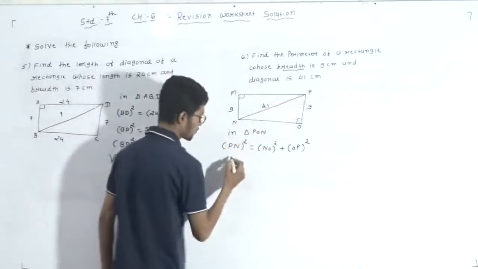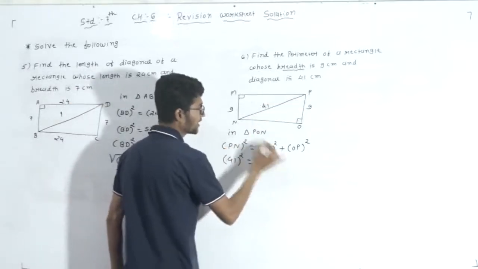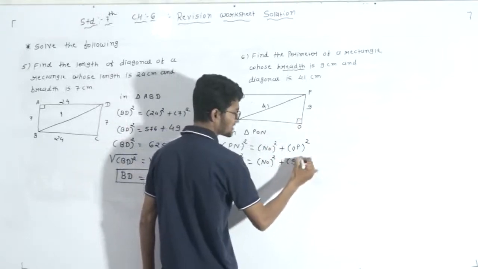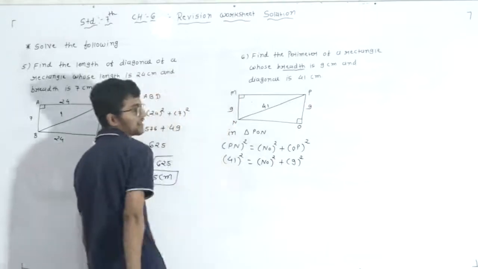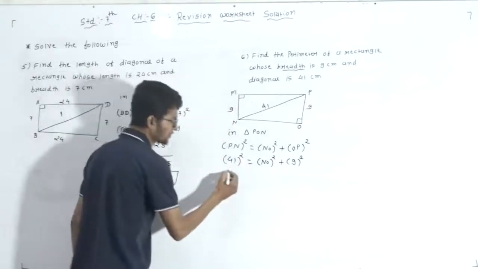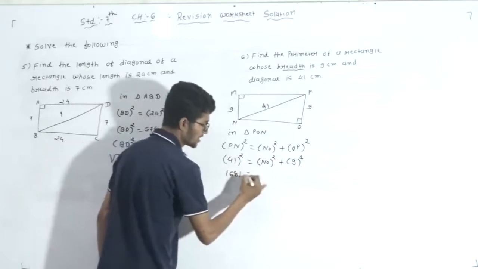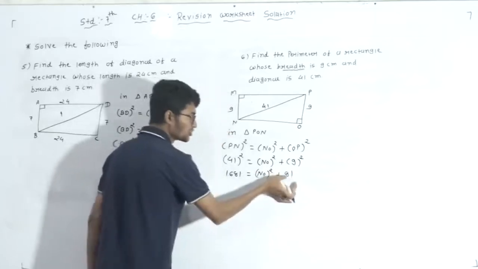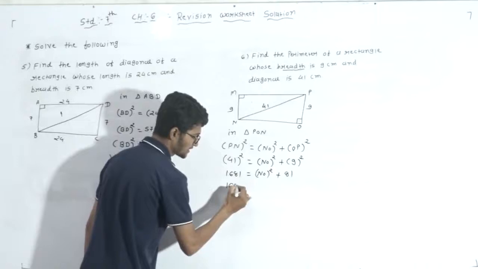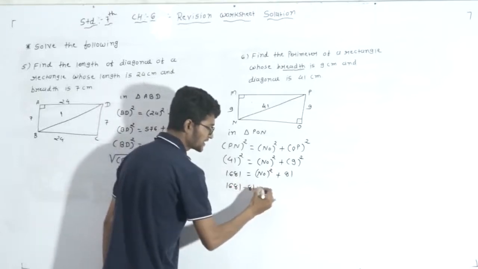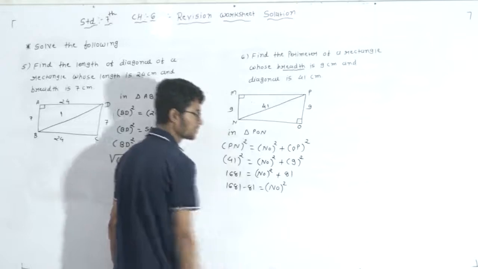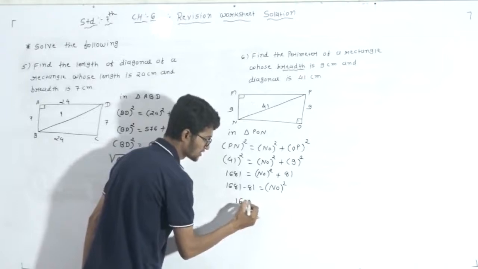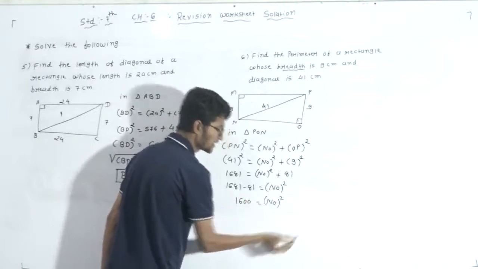So PN, what is the PN? 41. So 41 square. NO is not given, so this one is as it is, plus OP is given, 9 square. 41 square means 41 multiplied by 41, which is 1681, is equal to NO square as it is, plus 9 square, which is 81. So transfer this 81 to this side: 1681 minus 81, and on this side NO square is as it is. If you subtract these two, your answer is 1600 is equal to NO square.